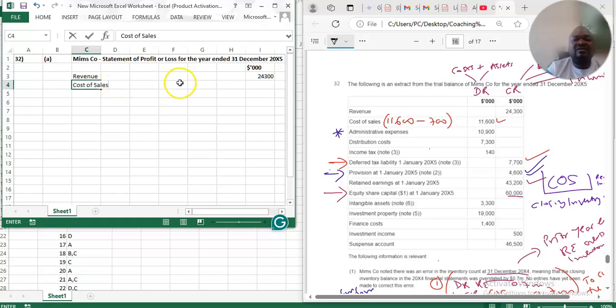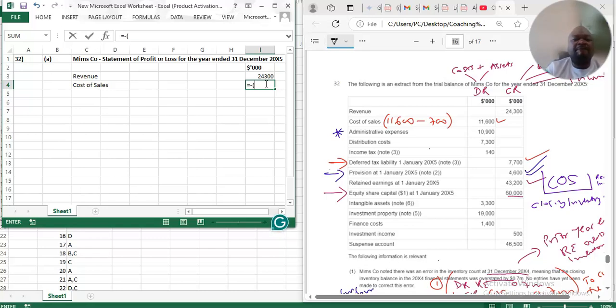All right, now for the cost of sales, we need to ensure that we are comfortable with the examiners. All right, so you just have to input the figures, as we know this one should be a negative figure. Okay, you can start with the negative, it's fine.